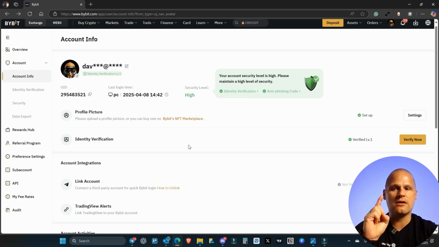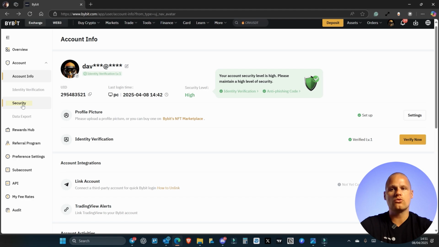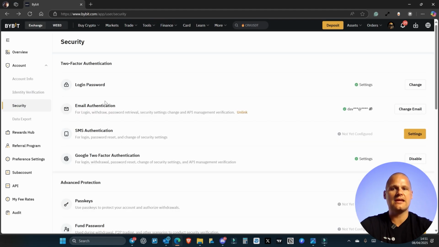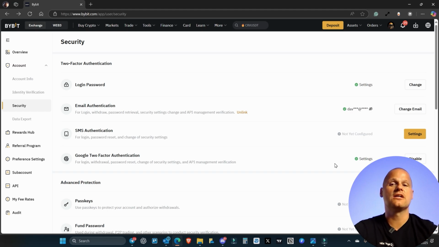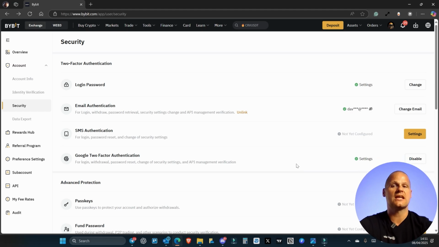Then the second and very important thing which I recommend: go to the security tab in here, and you need to set up a few verifications. What I definitely recommend is Google two-factor authentication. You will enable it in here, and with every login or withdrawal request, you will provide your Google two-factor verification. You'll probably know it from some other applications. I also suggest you use email verification, so in case someone hacks your account or tries to log in, you will be protected. So I definitely recommend using these two.